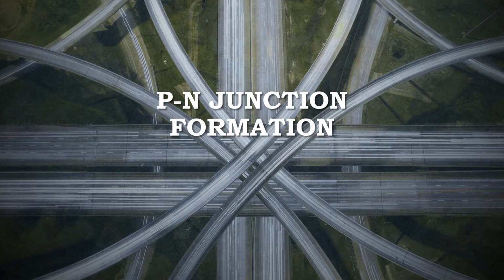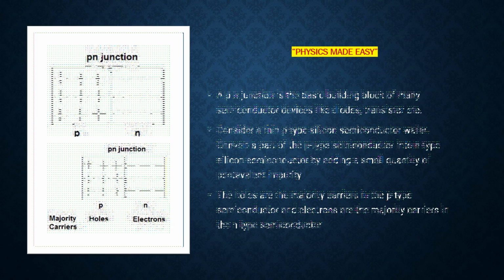P-n junction formation. The p-n junction is the basic building block of many semiconductor devices, like diodes and transistors. So how do we create a p-n junction? First of all, we consider a thin p-type silicon semiconductor wafer, and we convert a part of the p-type semiconductor into n-type silicon by adding a small quantity of pentavalent impurity. In this way we form the p-n junction, in which p and n are combined together.